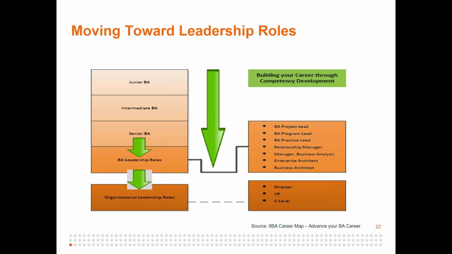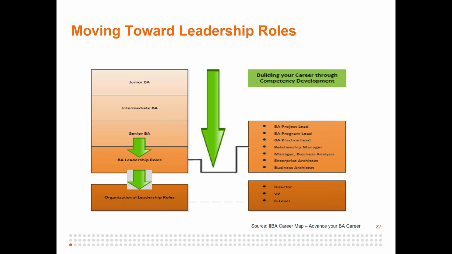When we think about different options, we think about BA leadership roles, and names that come to mind are the BA project lead. This is a person who specifically manages projects. There's the BA program lead, same kind of thing, but from a program lens. The BA practice lead, all about the process standards and development. Relationship manager, so this is the person that's involved with the stakeholders and IT relations to keep those intact.